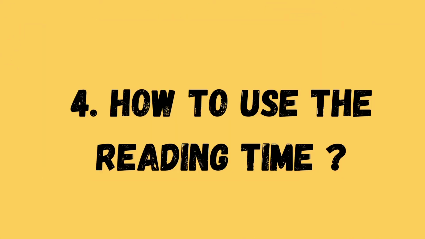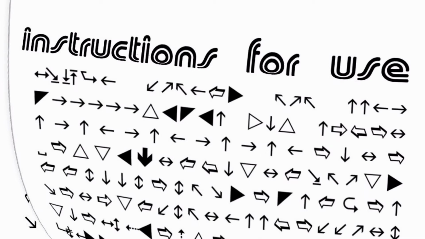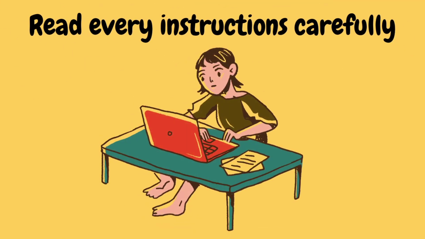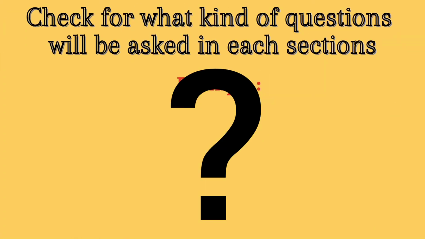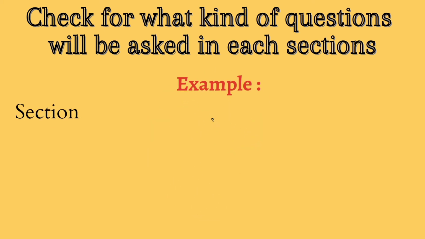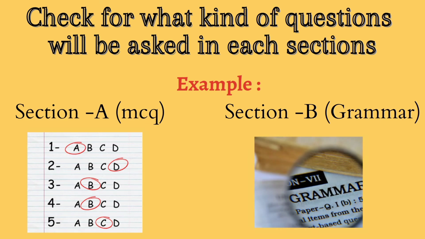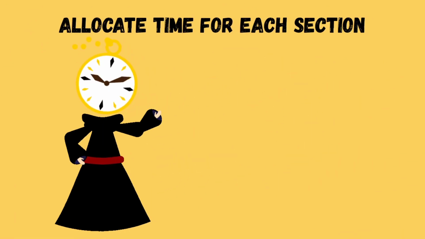Next, the reading time. Once the exam starts, the first thing is that you will be directed to the instruction page. So here, you have to read every instruction carefully. Do check for the number of questions and what kind of questions will be asked in each section. For example, if section A contains MCQ or section B contains grammar, like that. Check for the duration of the exam and allocate the time for each section.